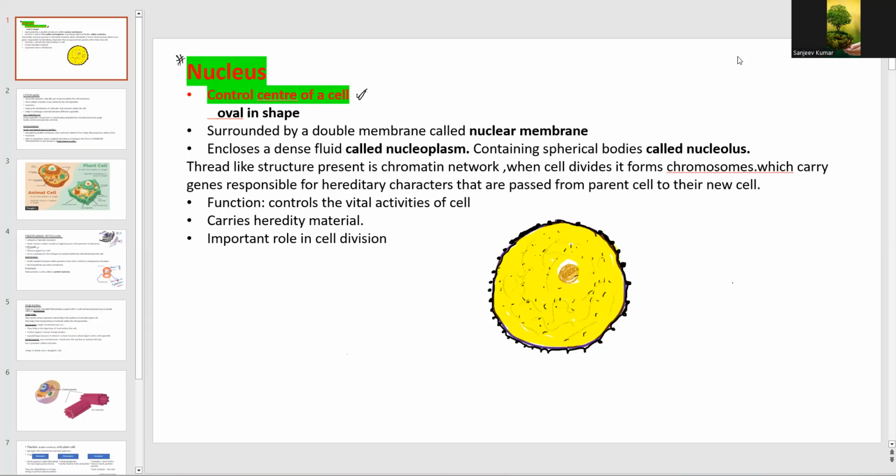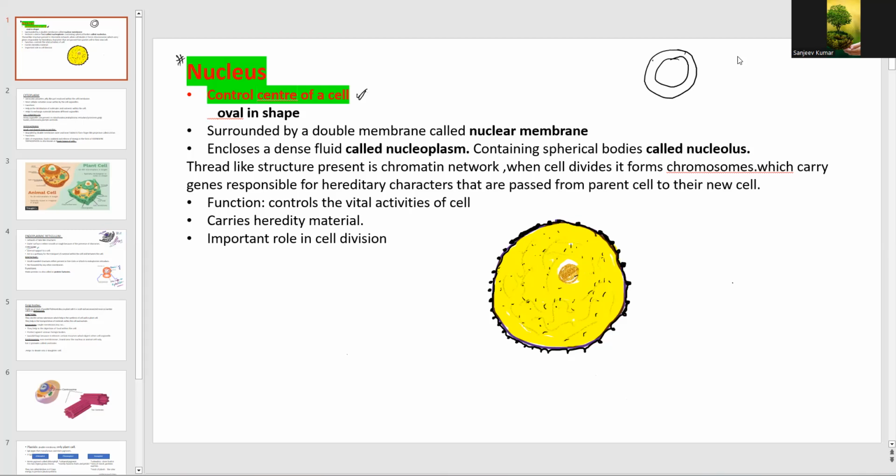It is oval in shape, surrounded by a double membrane. Two things here: whenever you study the cell organelles, you will first of all go through whether it is a single membrane or a double membrane. Is that particular organelle single membrane, or is it double membrane? Whenever you study the different organs of our body also, you will go through that. The heart is surrounded by a double membrane, the lung is surrounded by a double membrane.